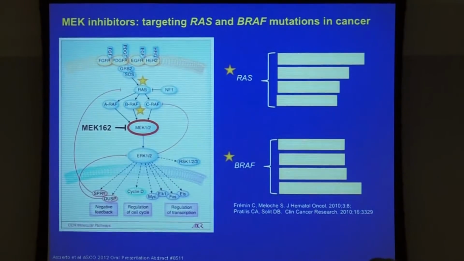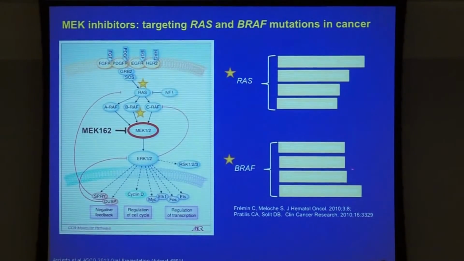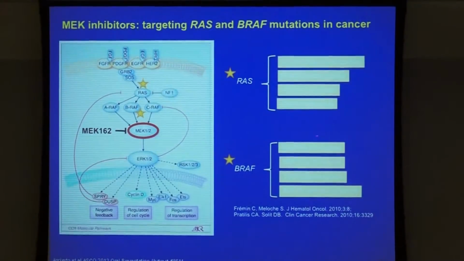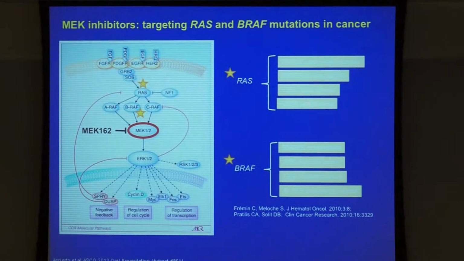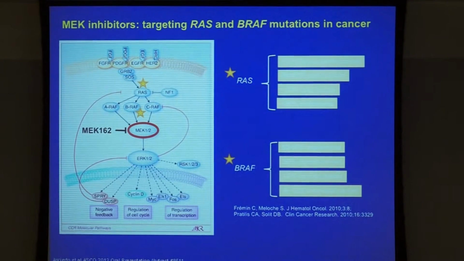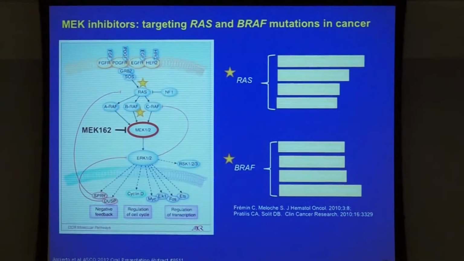And the BRAF mutations, as I said, are about 50% of melanoma, also in thyroid cancer, ovarian cancer, some colon cancers. RAS mutations are actually even more common in human cancer. It's present in about 20% of melanoma patients, but present in a high incidence in pancreatic, lung, and colon cancer.